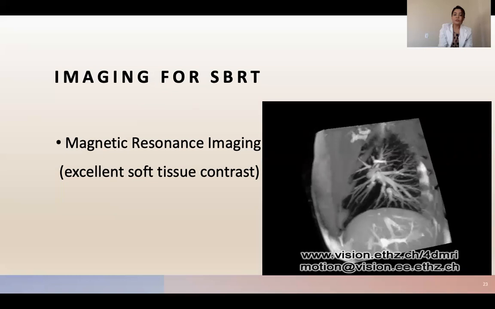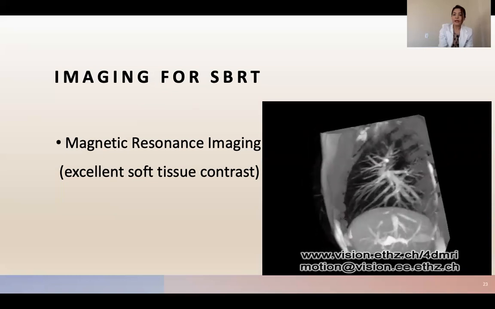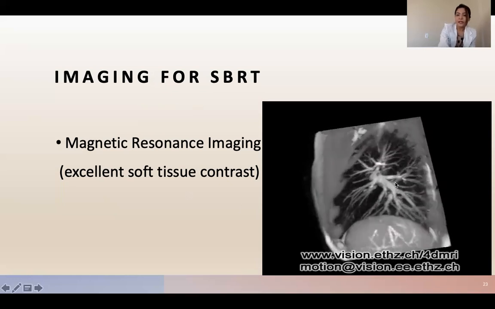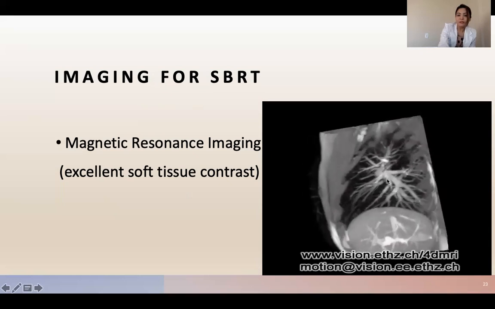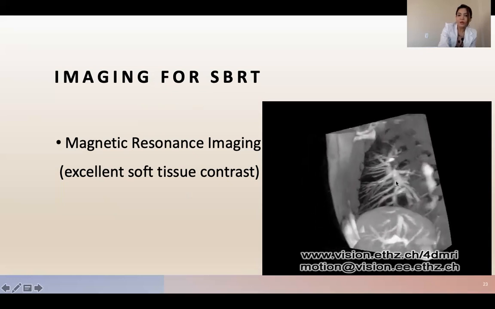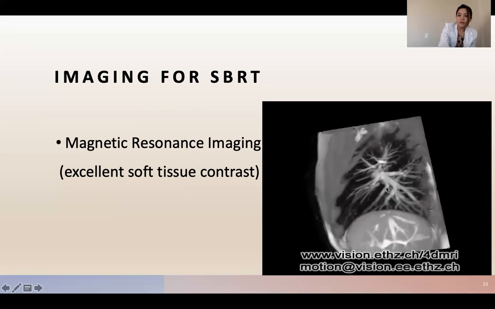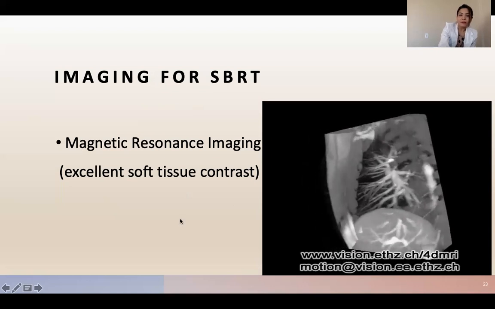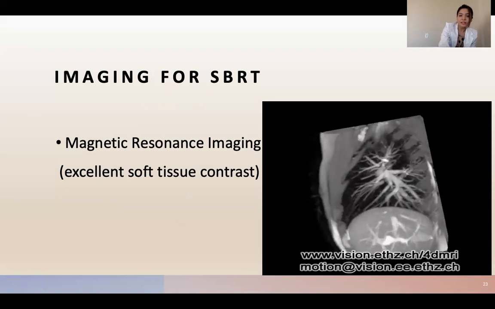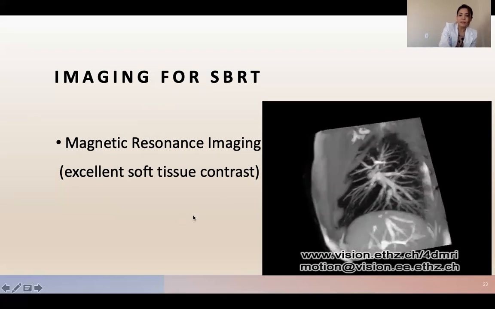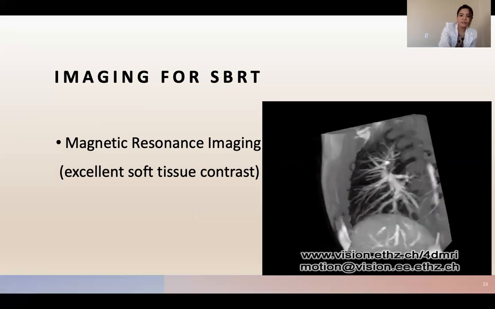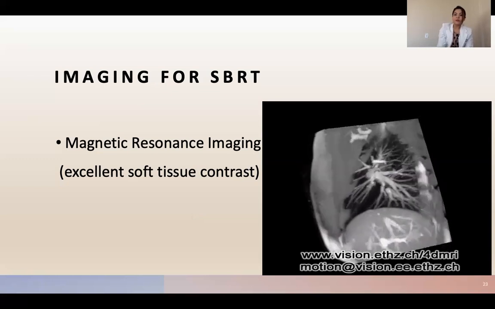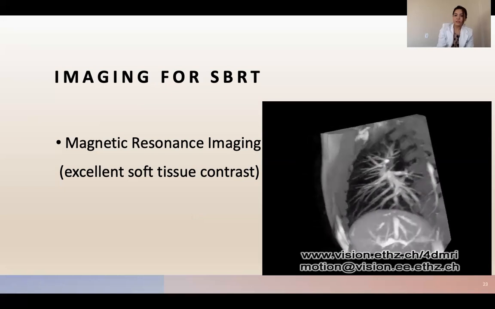So MRI is used to get the excellent soft tissue contrast. As you can see, I have the 4D image of MRI and the bright area corresponds to the tumor. You can see how the anatomy can be visualized very well using MRI. You can see how alveoli, bronchi are visualized very well using 4D MRI. So this is the best modality. MRI is the best modality to get the excellent soft tissue contrast and best resolution for SBRT treatment. MRI is used to actually see the anatomy of the tumor and the anatomy of the structures surrounding the tumor.